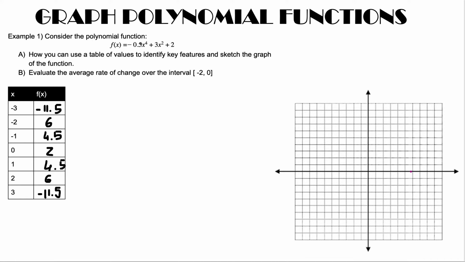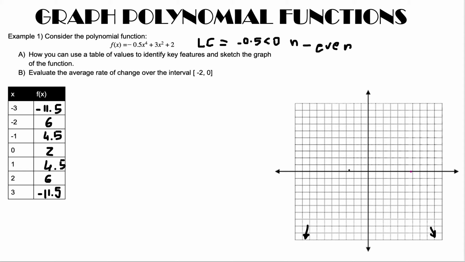But first of all, let's focus here and do a leading coefficient test. Because the leading coefficient is -0.5, it means it's less than 0, and the degree n is even. It means on the right side and the left side, the end behavior of the function is going to be negative, going down on both sides.